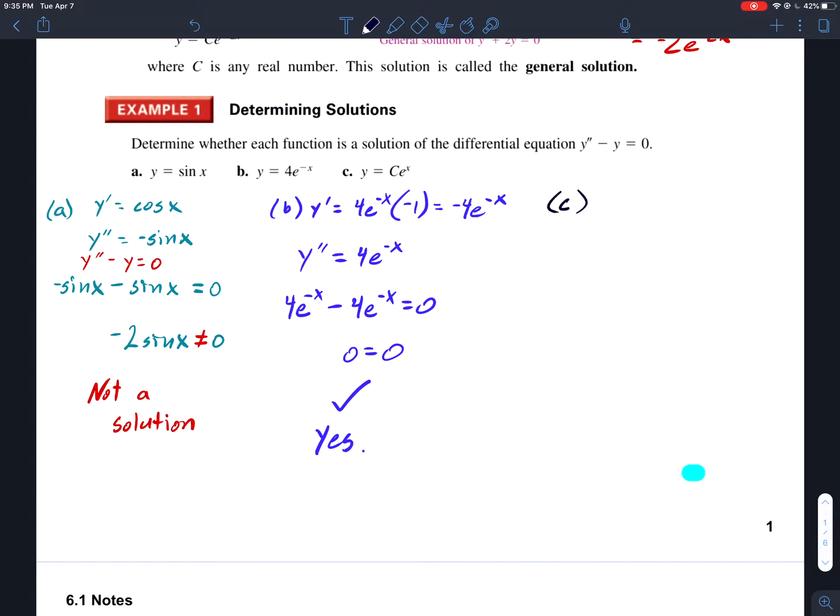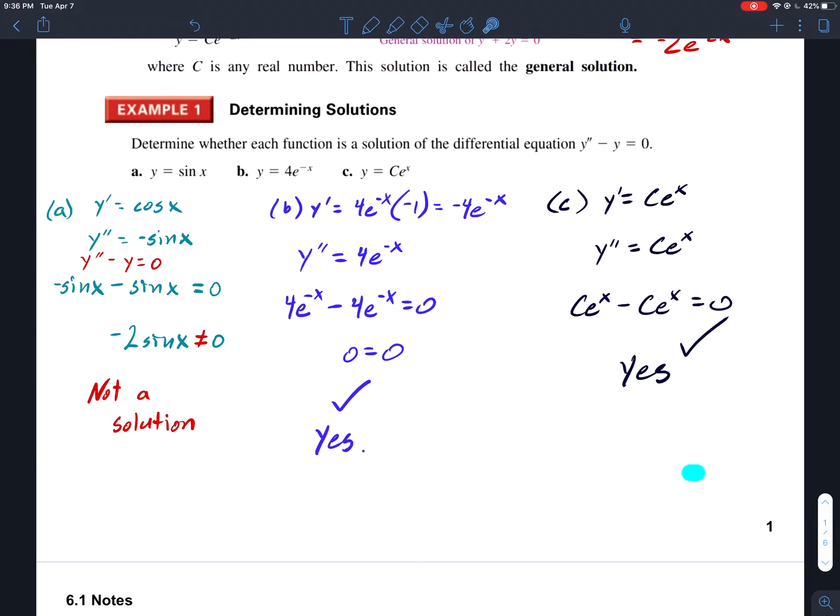C. Now this one is general because they've left the constant in front as c. So y prime is a constant times e to the x, and then y double prime is going to be, again, a constant times e to the x, so it doesn't change. And so this one's pretty obvious, right? If you put c e to the x in here, and then the original c e to the x, which is the same thing, in here, you're going to get 0 equals 0, right? C times e to the x minus c times e to the x is definitely 0. So yes, this one is also a solution.